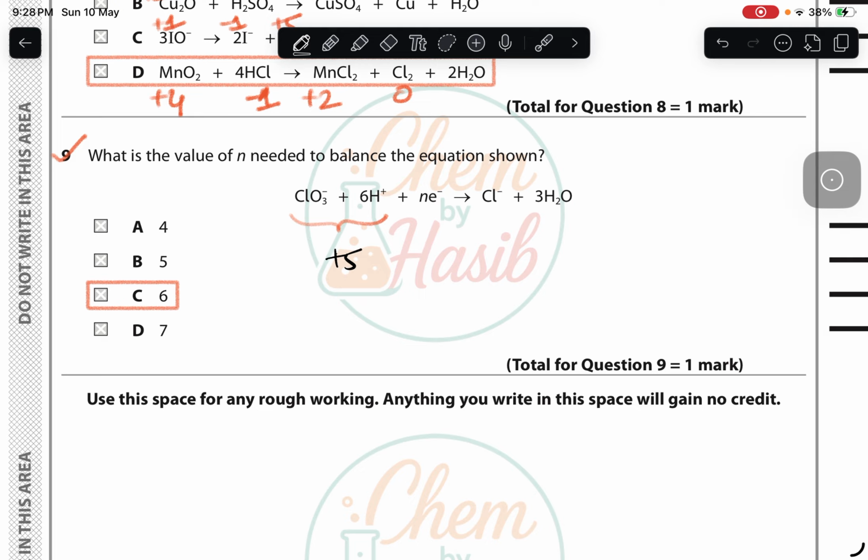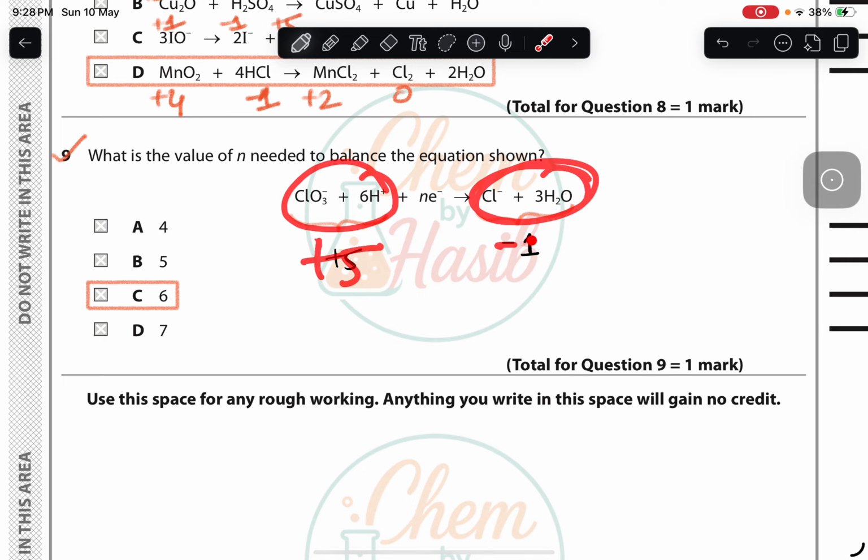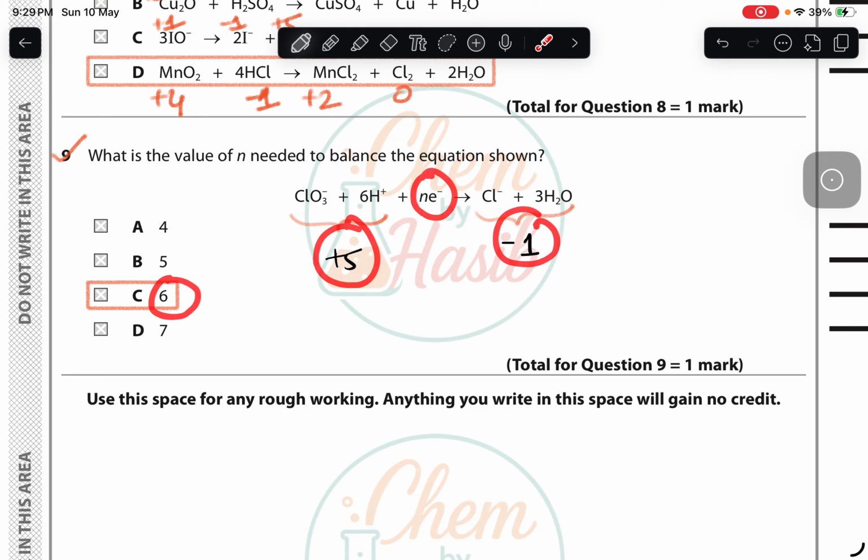And if you calculate the total charge on the right hand side, the total charge on the right hand side is minus 1. Now what is the difference between plus 5 and minus 1? The difference between plus 5 and minus 1 is 6. So the number of electrons required will be 6. So you calculate the total charge on the left and the total charge on the right. On the left, the total charge is plus 5. On the right, the total charge is minus 1, right? So the difference is 6. So there should be addition of 6 electrons. That's how you figure out this answer.